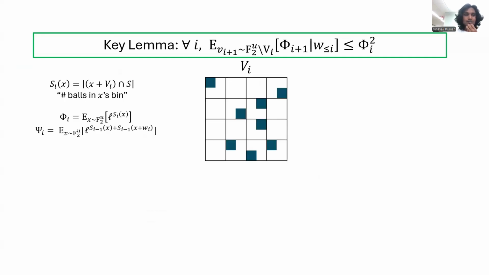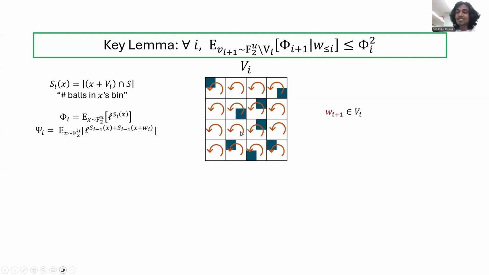So again, here's some reference. And now let's say we're at time step V sub I. And now let's say W sub I plus 1 is in V sub I. So one thing we might ask is, let's say X is in some bin. What bin will X plus W be in?